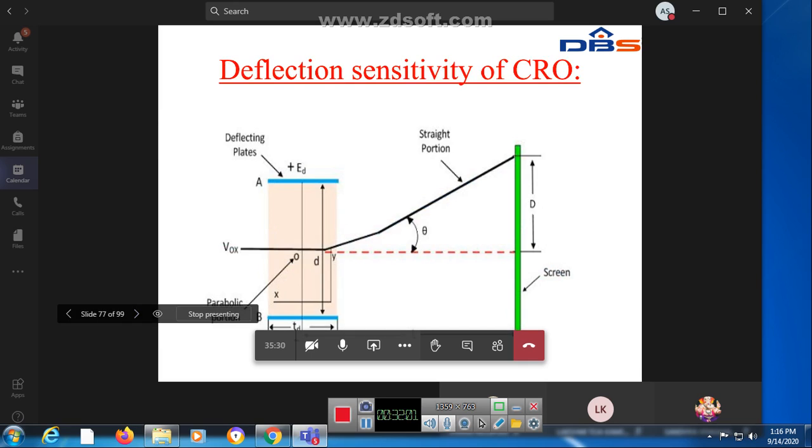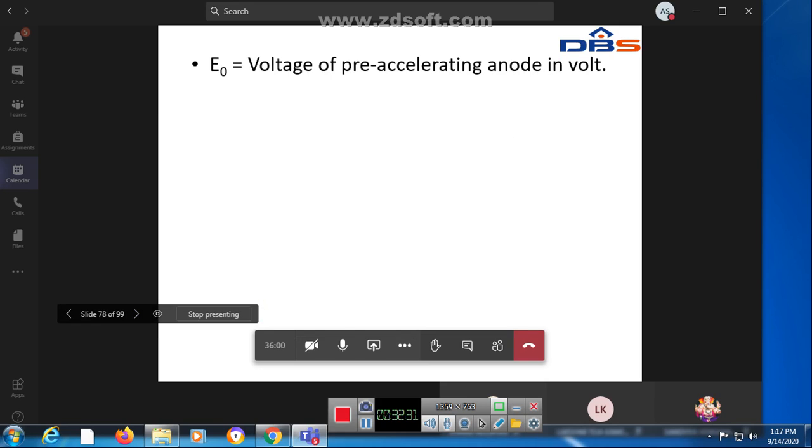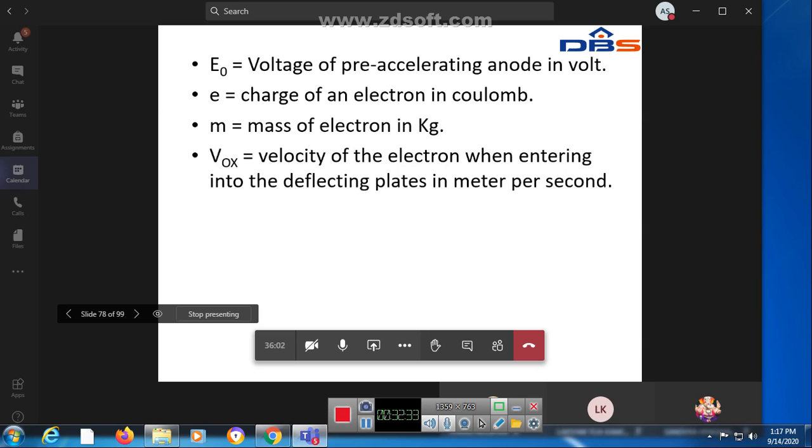Now, the deflection sensitivity of the CRO. See here, the deflecting plates. Whenever you take two deflecting plates, that is the horizontal plates, and this is the screen. This is the electron beam, and this is the straight portion, measured straight like this. This is the deflection sensitivity of the CRO.